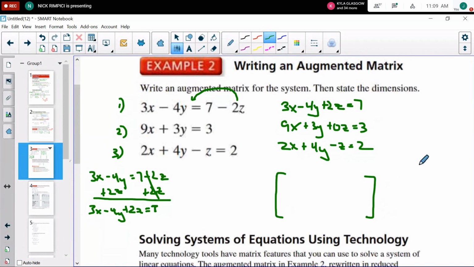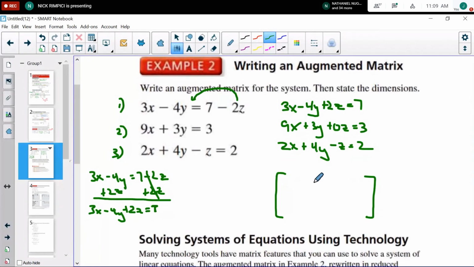Somebody asked me yesterday about what happens when it's not in standard form. Well, you have to convert everything into standard form first. Then, and only then, should you be writing out your augmented matrix. So this has to happen first. Now you go to the matrix. Somebody want to give me the values to write? I'll do the first one, and I'll let somebody do the other ones.